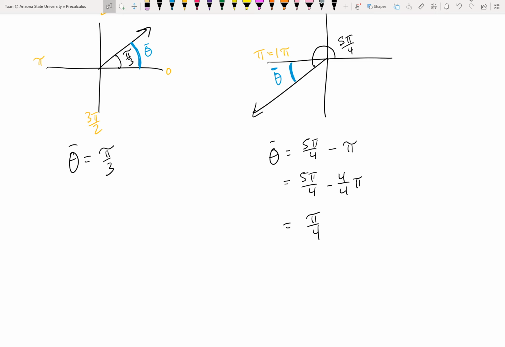So those are the lesson objectives. We have to be confident with finding coterminal angles, converting between degrees and radians, and finding reference angles. That is 5.1.